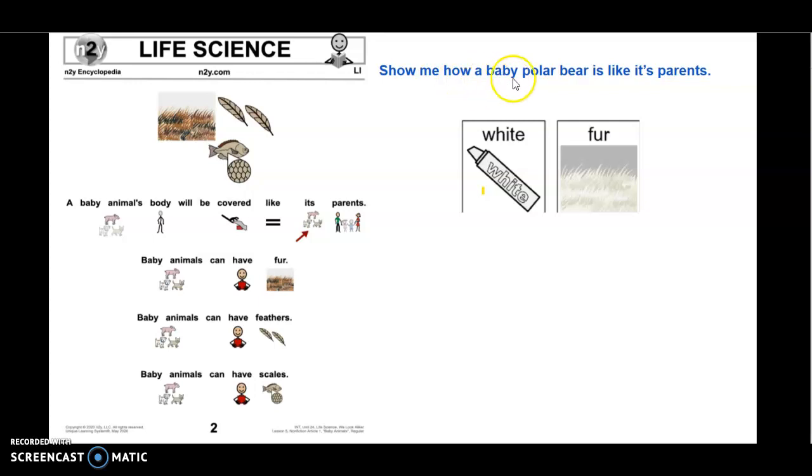Show me how a baby polar bear is like its parents. Can you point here to these two things? It says white fur. A baby polar bear will have white fur like its mama or papa bear.